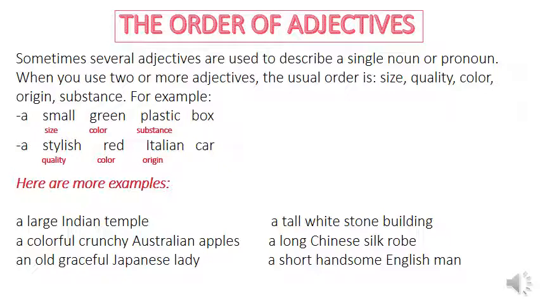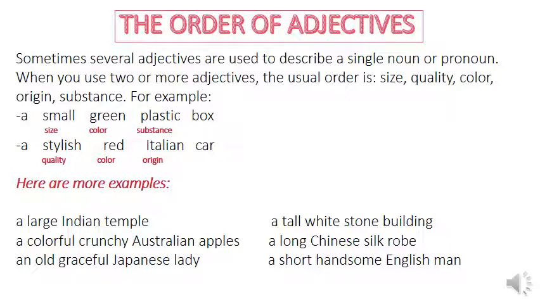So a small green plastic box. So I used size, I used color, and I used substance. Or I can say a stylish red Italian car. So I used quality, color, origin. So there is no need to use all the 5 types of adjectives to describe something. You might use 2 adjectives, 3 adjectives. If you are using quality and substance, you have to start with the quality, then the substance, because this is the order. If you are using size and color, you have to start with the size, then the color. If you are using size, origin, and substance, so you start with the size, the origin, and the substance.